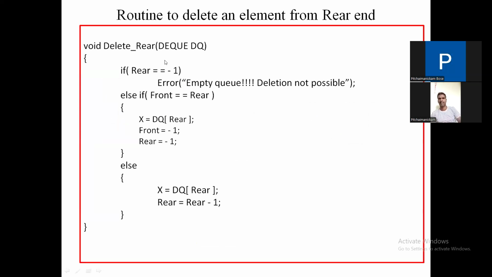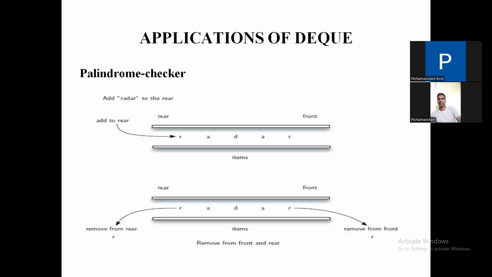Delete DQ of rear: if the rear value is equal to minus 1, the DQ is empty. Suppose it is not, else if front is equal to rear, then x is equal to DQ of rear, the front is equal to minus 1 and the rear is equal to minus 1. Else x is equal to DQ of rear and rear is equal to rear minus 1. So this is the routine to delete an element from the rear end.